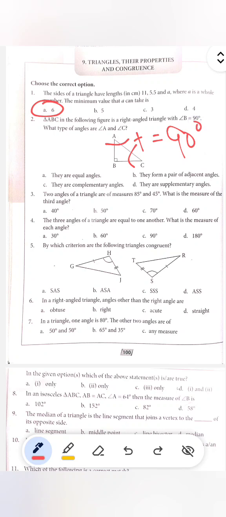Option A says they are equal angles. Nowhere is it given that AB is equal to BC, so they are not equal. They form a pair of adjacent angles? No, they are complementary angles. Yes. Next, they are supplementary angles? No. So complementary angles, option C, is the correct answer.